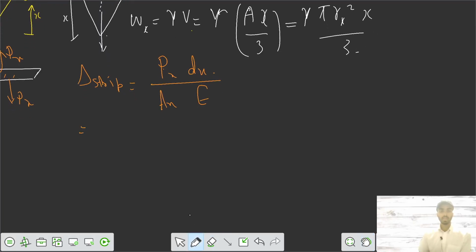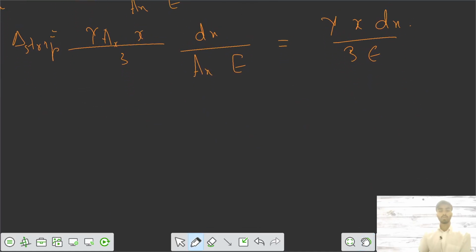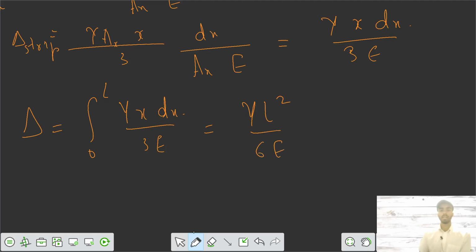Then the value of Px is gamma Ax x by 3, and dx upon Ax is also there, so Ax and Ax get cancelled. We have gamma x dx upon 3E as the delta of the strip. The total delta is the integration from 0 to L of gamma x dx upon 3E, which equals gamma L square by 6E.